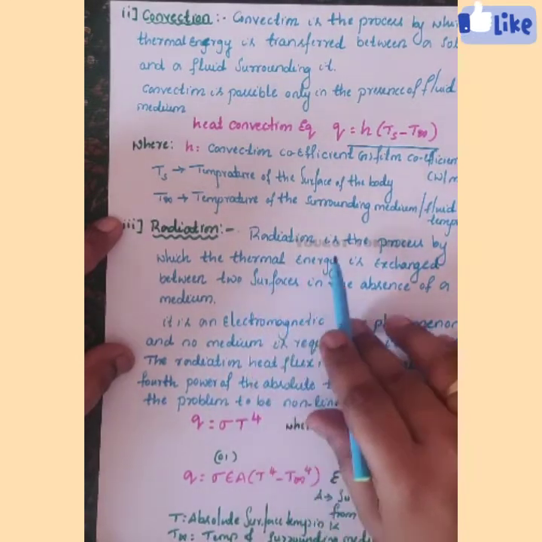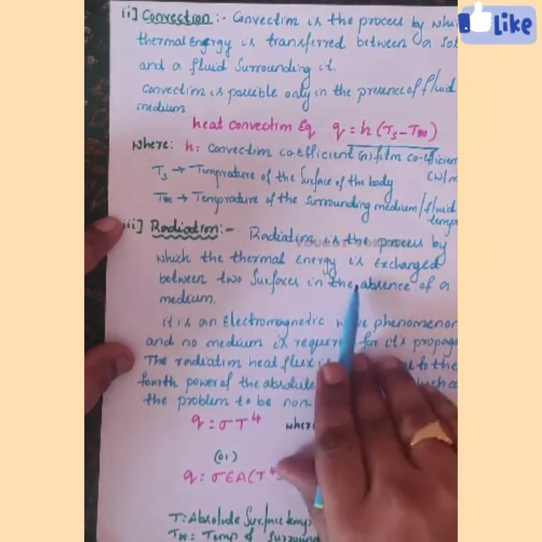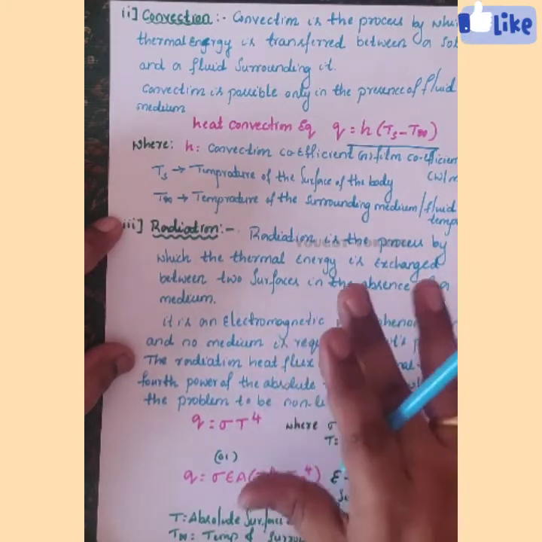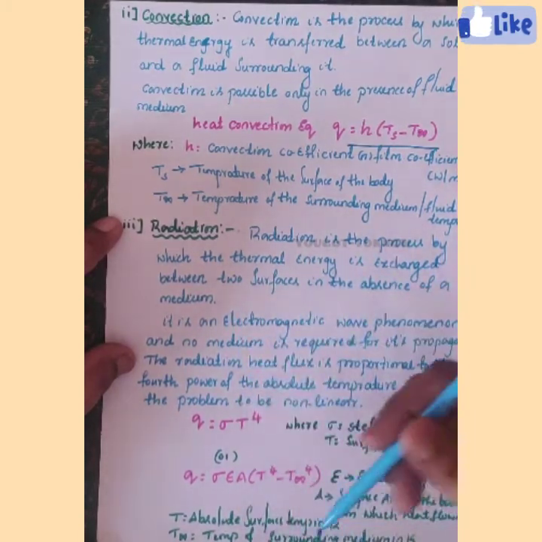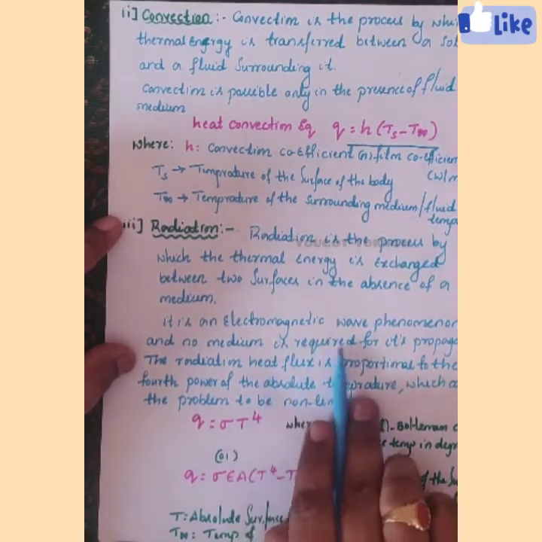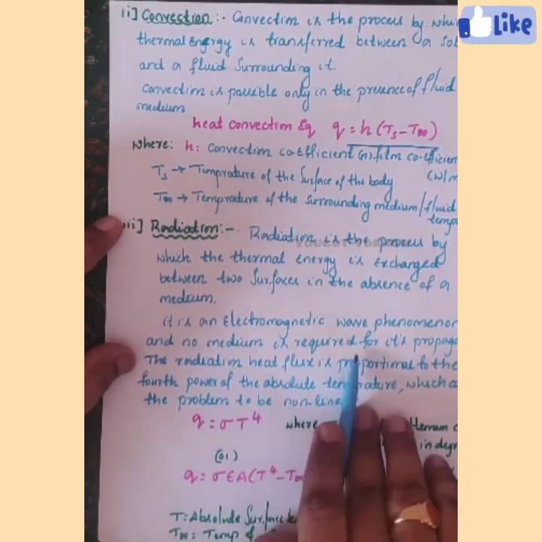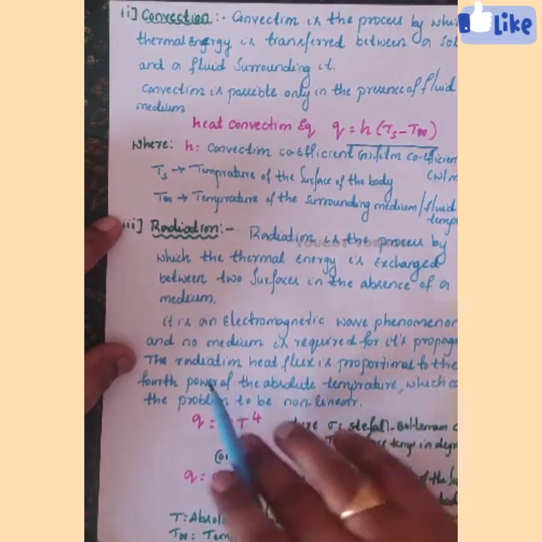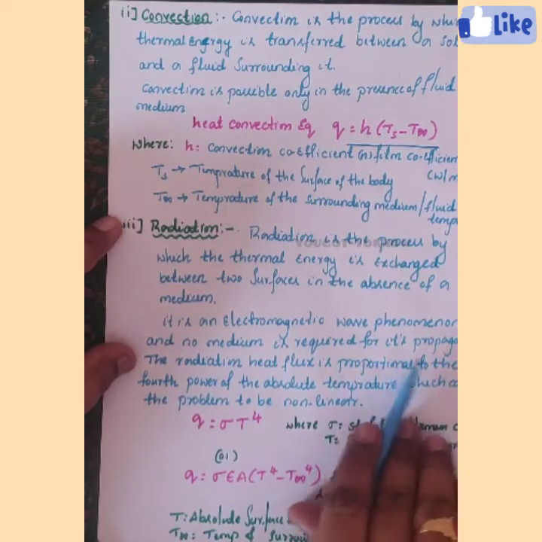Then what is radiation? Radiation is the process by which thermal energy is exchanged between two surfaces in the absence of a medium. That means there is no medium, but heat transfer still occurs. That is called radiation. It is an electromagnetic wave phenomenon and no medium is required for its propagation.